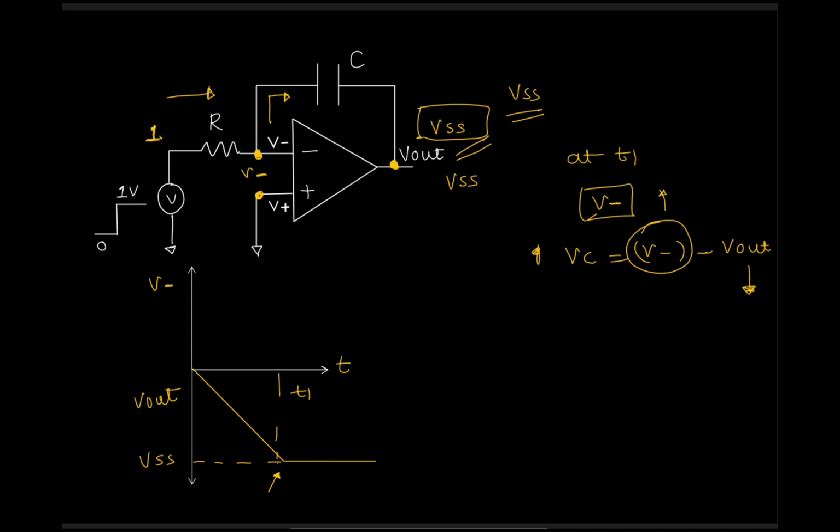So suppose this has V minus. Up to this point it is 0, but after this Vs has reached, it will start to increase. Up to what value will it increase? It will increase to 1 volt. And sorry, this is not linear.